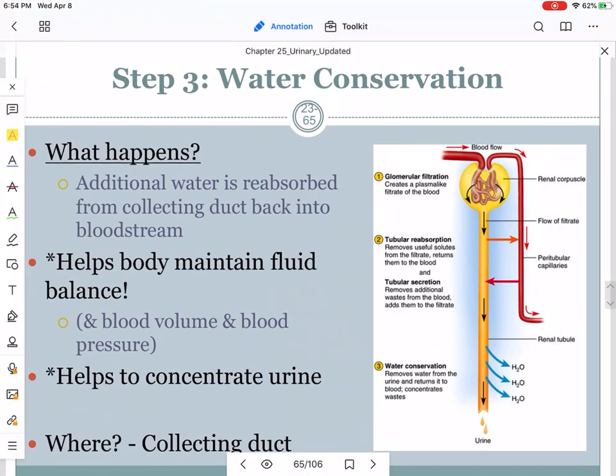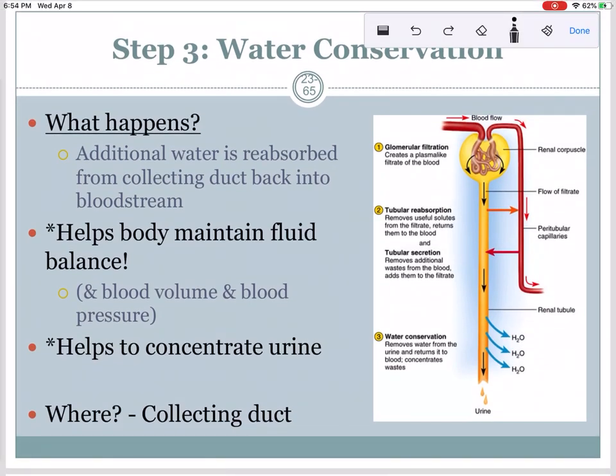The third and final step of urine formation is water conservation. I'm going to keep this pretty simple. Water conservation is where water is reabsorbed from the collecting ducts back into the bloodstream.